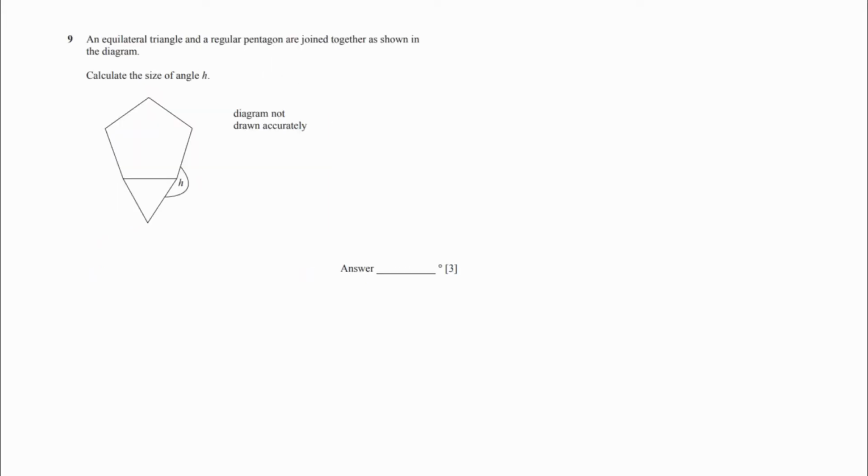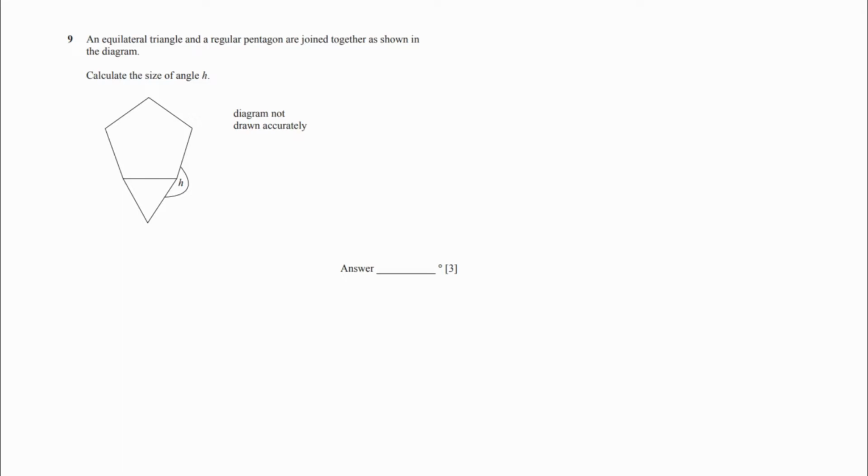Now going to the next question. An equilateral triangle and a regular pentagon are joined together as shown in the diagram. Calculate the size of angle H.